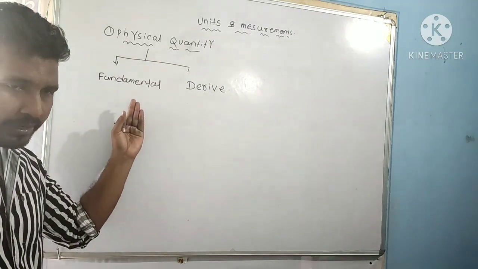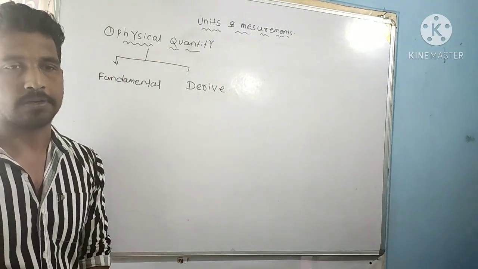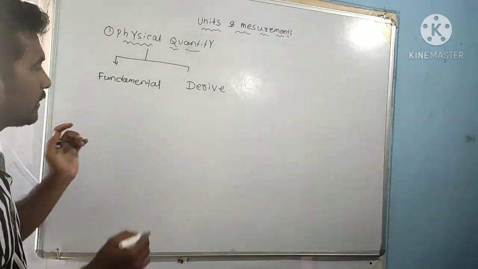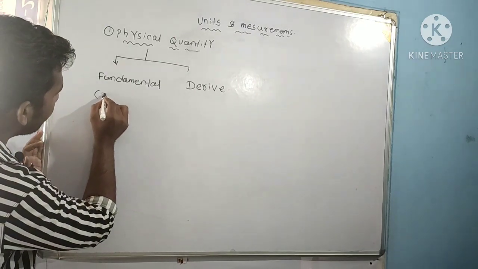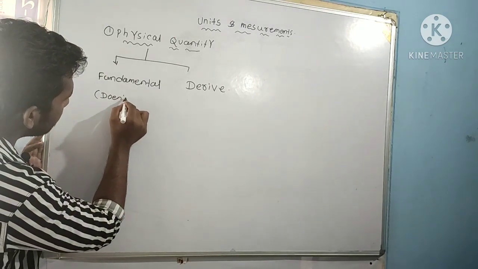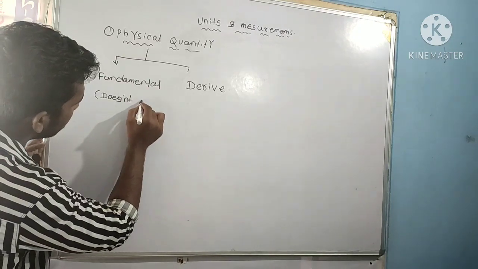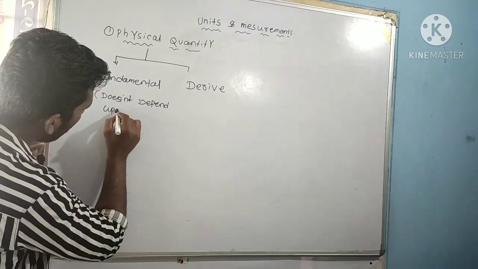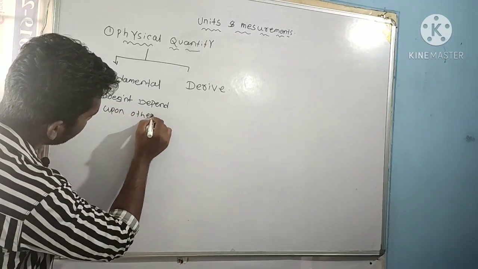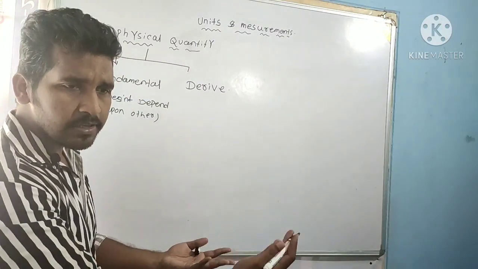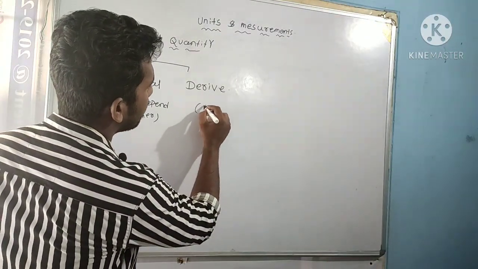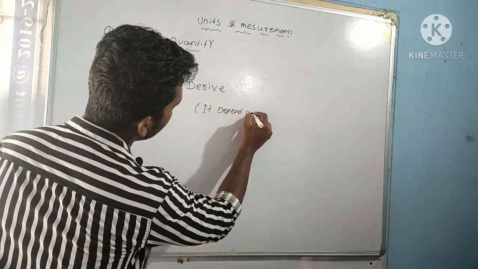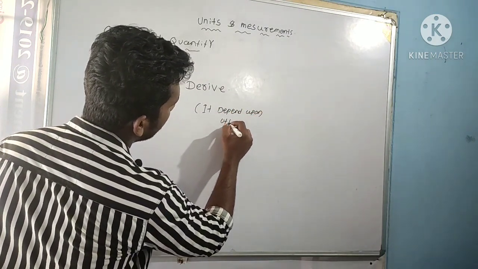Okay, so what is fundamental and what is derived? Fundamental means the quantity which does not depend upon any other. That is a fundamental quantity. Derived is the opposite. It depends upon other quantities.